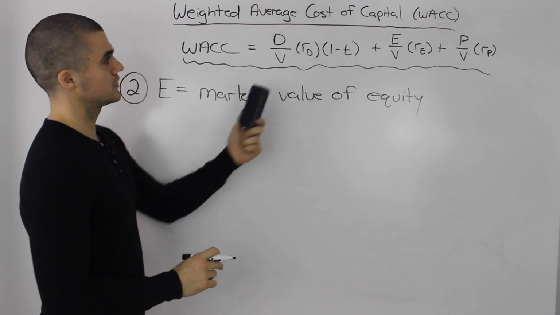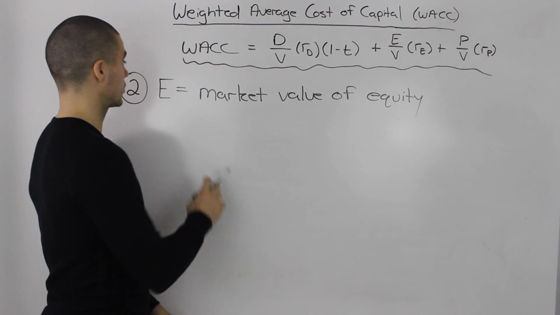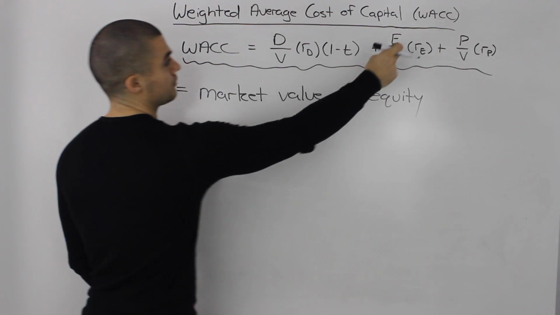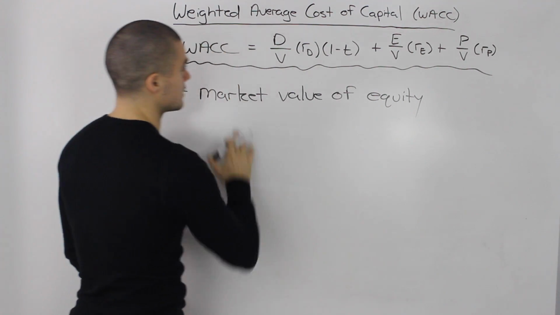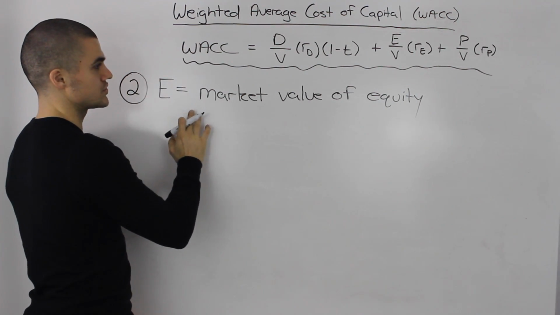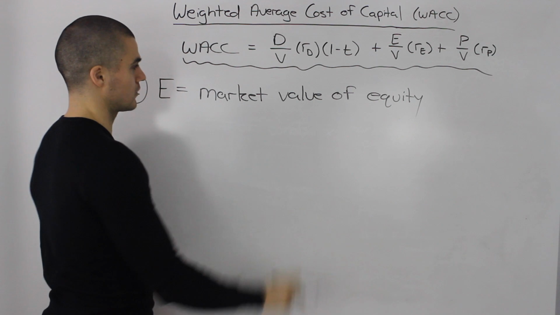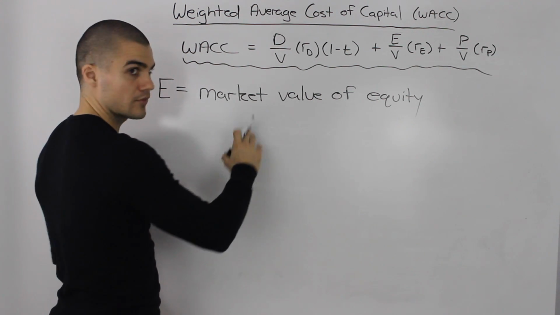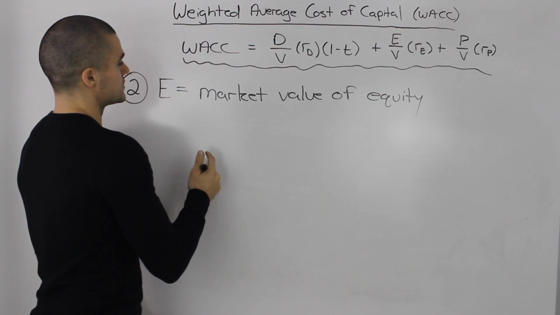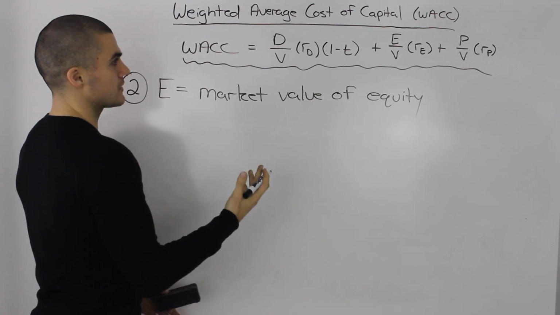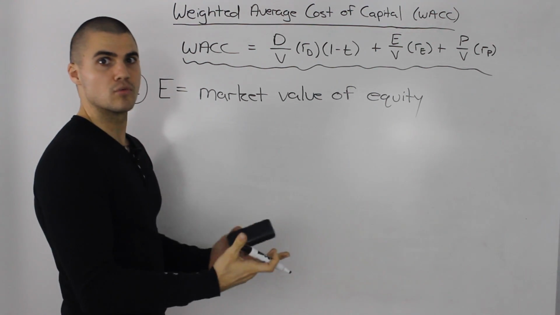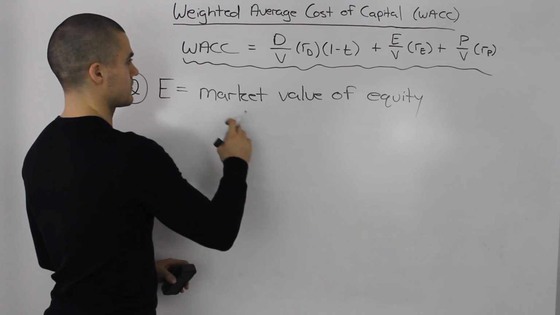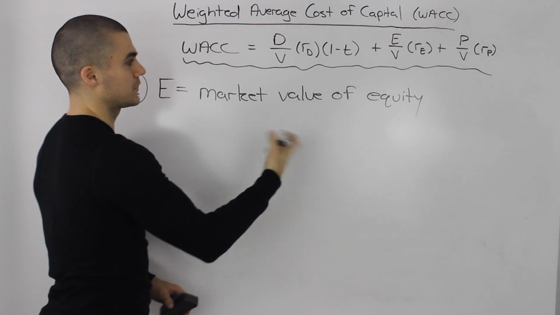Okay, so moving on with the weighted average cost of capital, now we're going to deal with the E portion of the formula, which is the market value of equity. Remember, it's the market value, not the book value. So sometimes a question will just give you the market value of equity, which is easy. Then we have our E and we can just move on.